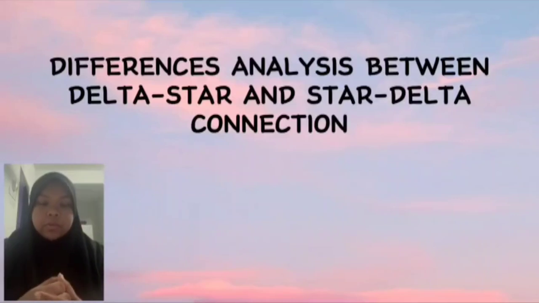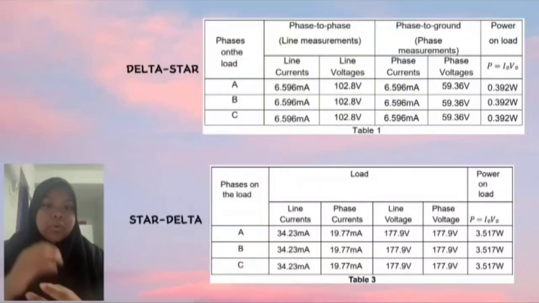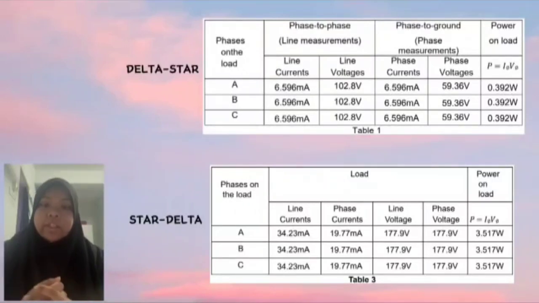Okay, first we go to the difference between delta star connection and star delta connection. So from the result, we can see that delta star connection is a step down connection because the line voltage is lower than the phase voltage. But for star delta connection, we can see that the line voltage and phase voltage are the same, so the connection is a step up transformer.